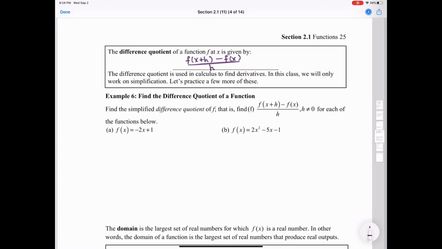Okay, so we are doing example 6 and we need to find the difference quotient of these two functions, and there are two problems. I'm going to do problem B and I will leave A up to you. I'll give you the answer, try it, and if you don't get it, we will talk about it in class.